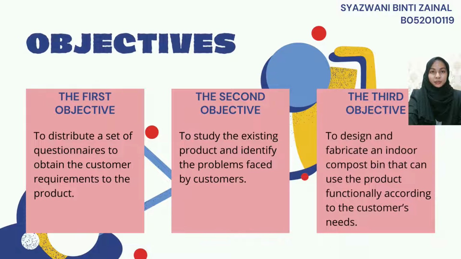Next, there are three objectives. The first objective is to distribute a set of questionnaires to obtain the customer requirements for the product. The second objective is to study the existing product and identify the problems faced by the customers. And the third objective is to design and fabricate an Indo Compost Bin that can be used functionally according to the customer needs.